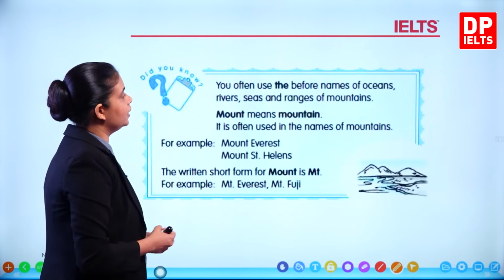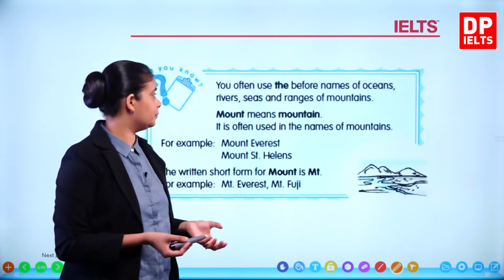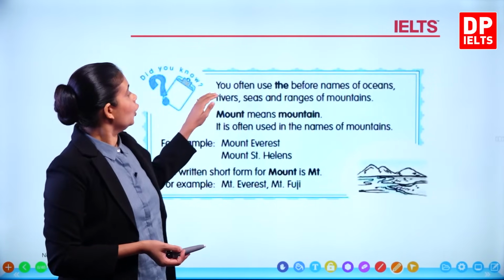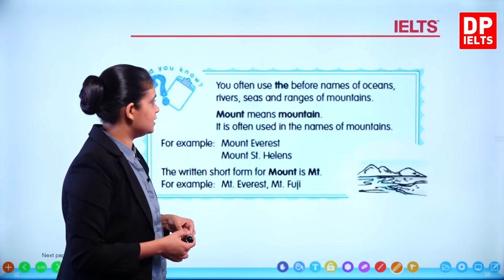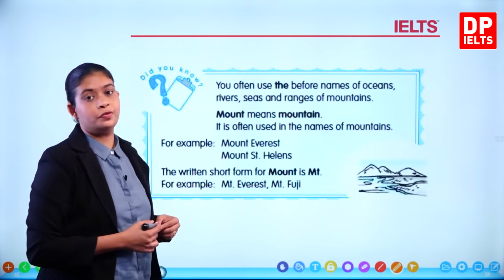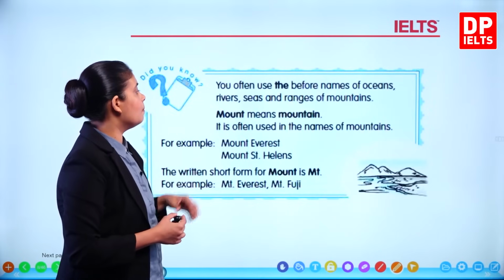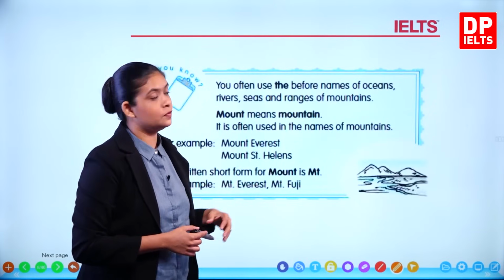Now, if I'm just going to give you one tip in terms of grammar here, okay? You often use 'the' before the names of oceans, seas, rivers and ranges of mountains. Mount means mountain. It is often used in the names of mountains.